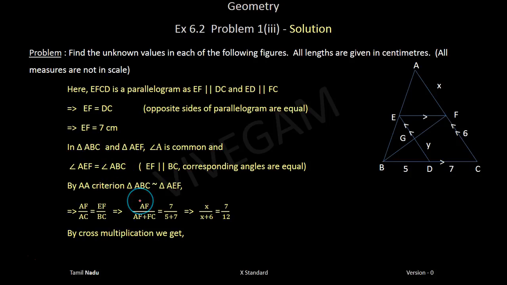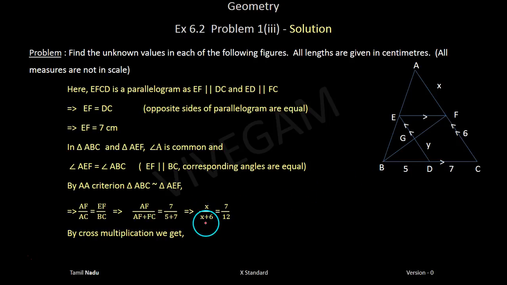So once they are similar, the ratio of the corresponding sides are equal. So AF, which involves X, divided by AC. What is AC? That is AF plus FC, that is X plus 6, equal to EF divided by BC. What is EF? We just calculated it to be 7. And what is BC? That is nothing but 5 plus 7. So that is what is written here.